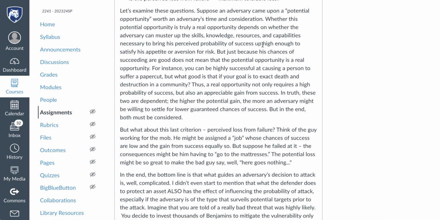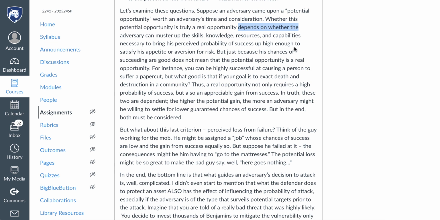So let's examine these questions. Suppose an adversary comes upon a potential opportunity worth an adversary's time and consideration. So that attacker is still considering performing the attack. Whether this potential opportunity is truly a real opportunity depends on whether the adversary can muster up the skills, knowledge, resources, and capabilities necessary to bring his perceived probability of success up high enough to satisfy his appetite or aversion for risk.